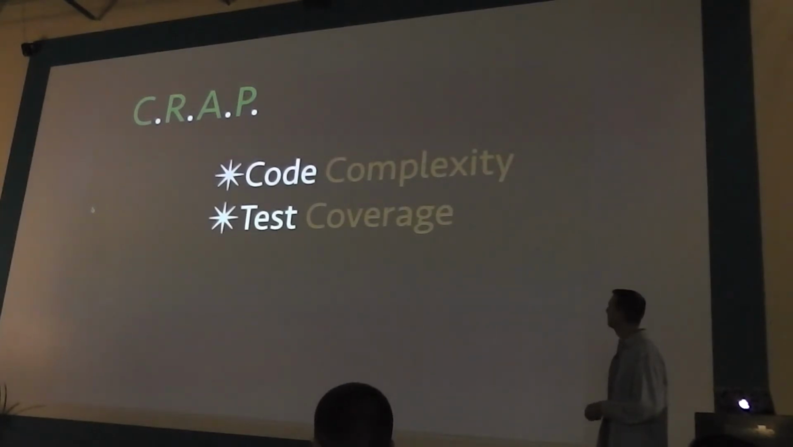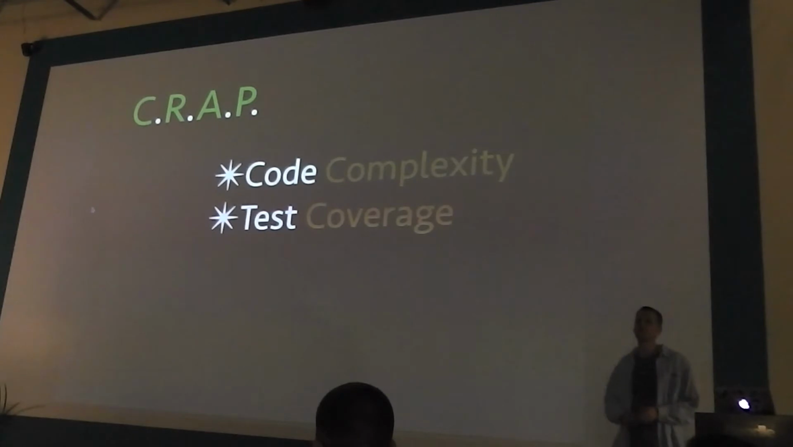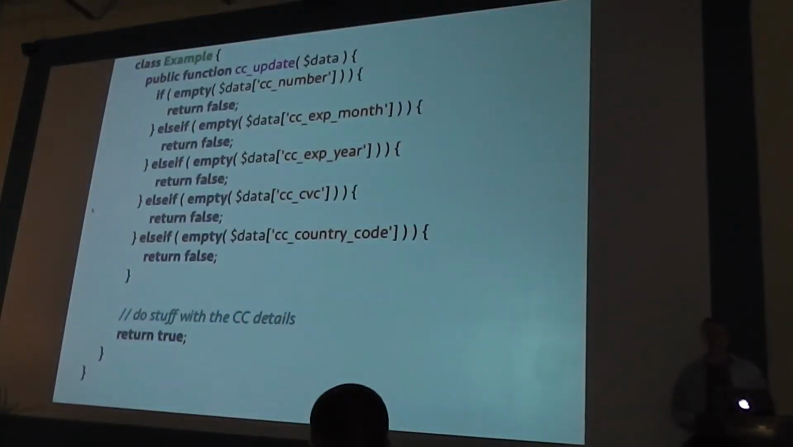And the two factors I'm going to talk about are complexity and test coverage, as methods for lowering the crap index of your code. So we're going to start with a new example. This is a made-up thing that takes credit card data and checks for a whole bunch of fields and returns false if they were missing, does some stuff with credit card details, and always returns true. Again, very simple one. Anybody will be able to follow this.